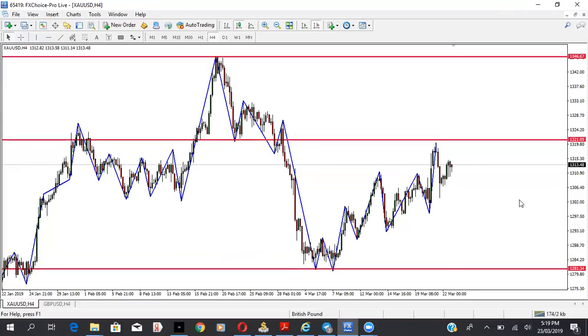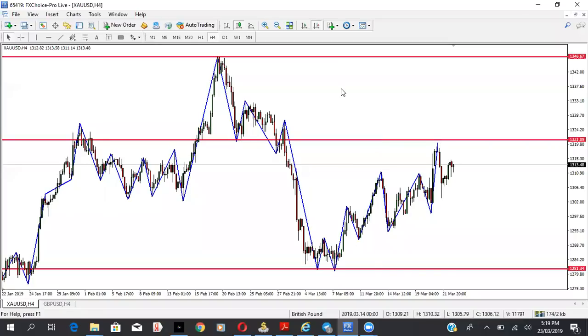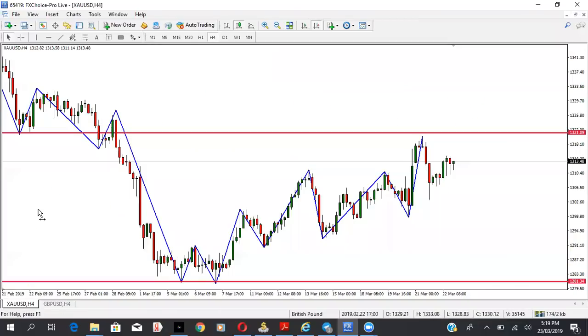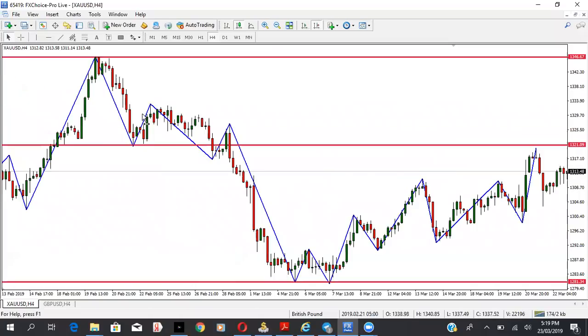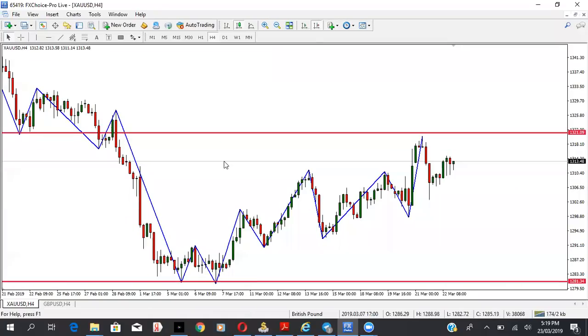If I go down to the 4 hour, same question. Where is price? Remember, I said, if you notice, I can't move my chart around. That gives me a problem when I'm trying to pick up my level.